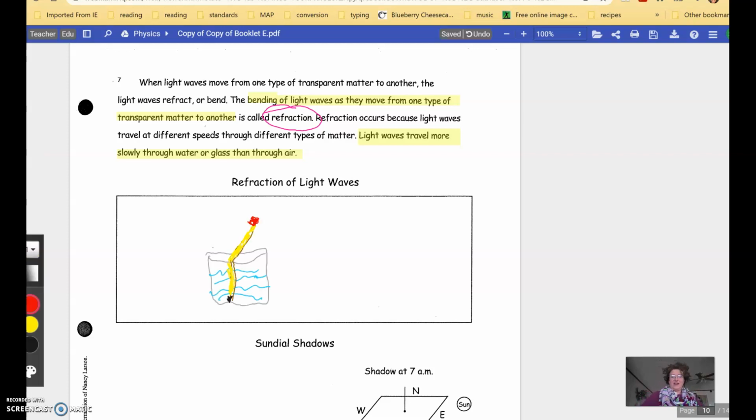All right, there you have it. There's my example of refraction using a glass of water and a pencil.